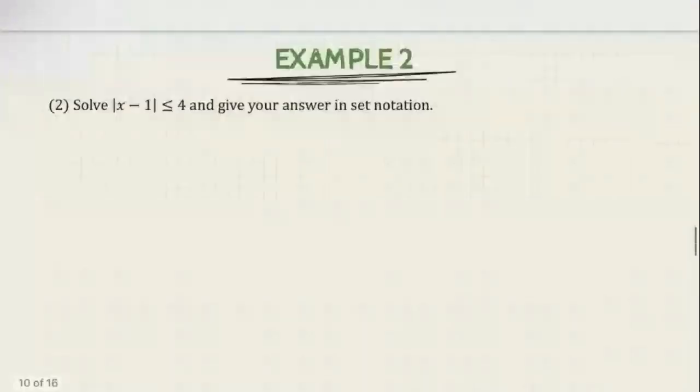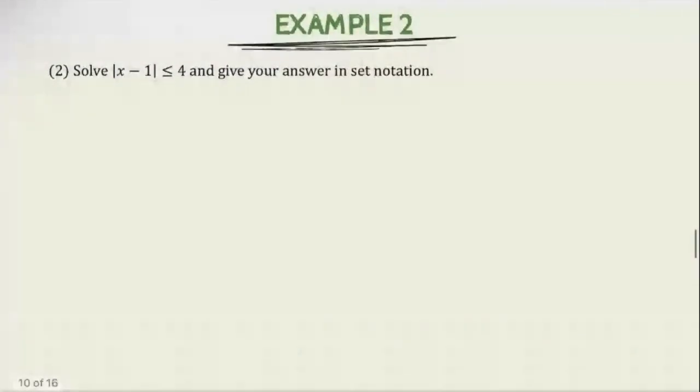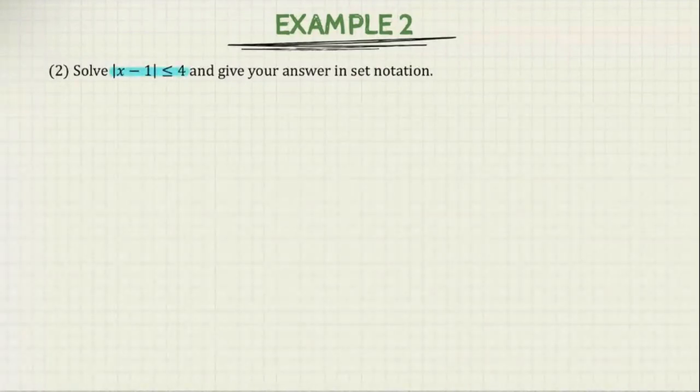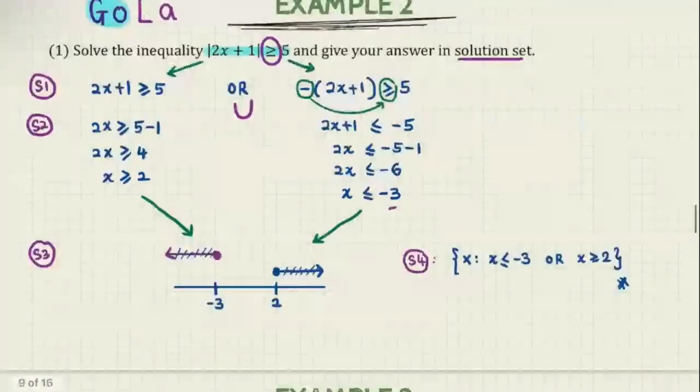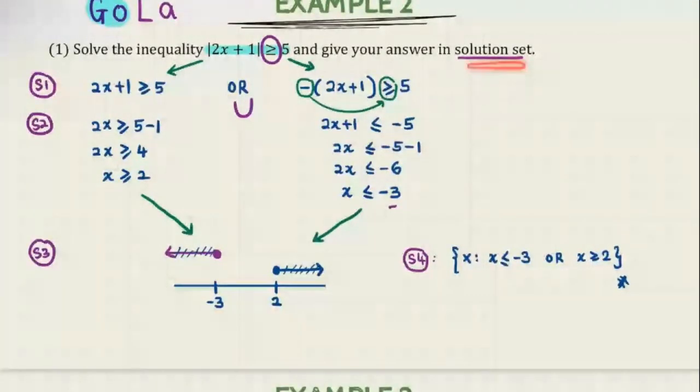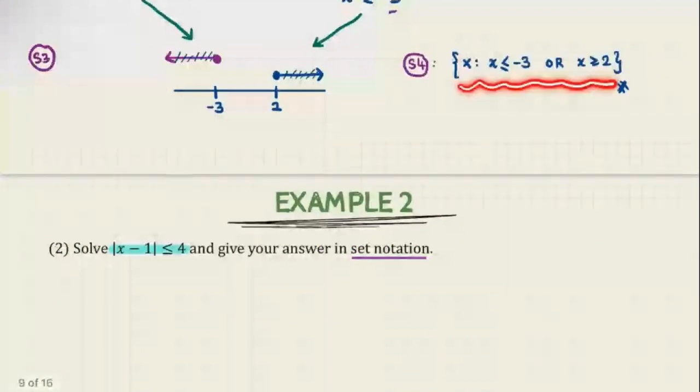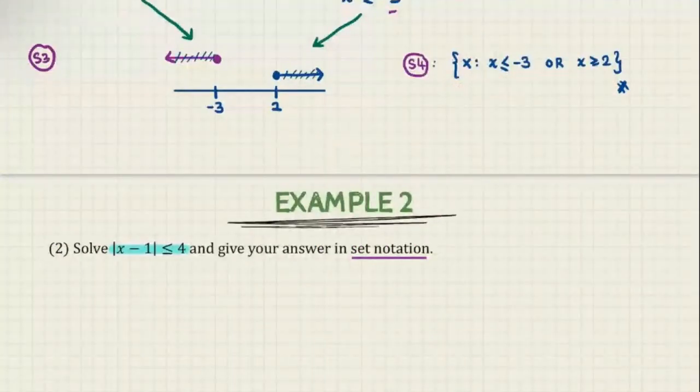So, untuk example yang kedua. Okay, so this one, solve the modulus of x minus 1 less than or equals to 4 and give your answer in set notation. Okay, set notation dia sebenarnya sama juga maksud dengan solution set. Dia adalah benda yang sama lah. So kita nak find answer dalam bentuk this curly brackets.